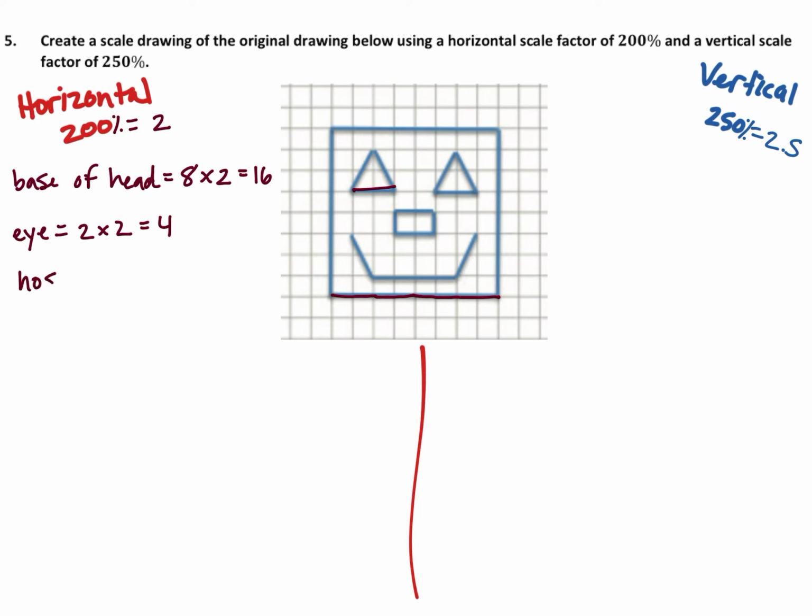The width of his nose, or the distance across the bottom of his nose, is also 2, and we are scaling it by 2. The bottom of his mouth, which is 4, and 4 multiplied by 2 is 8. And then we also need the distance from his whole smile, which is 6.